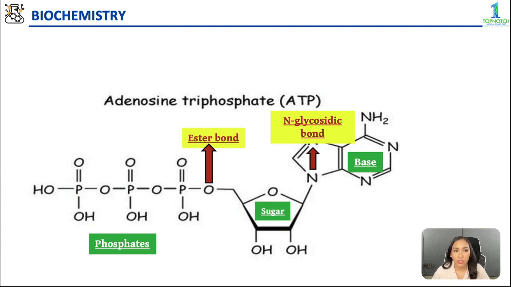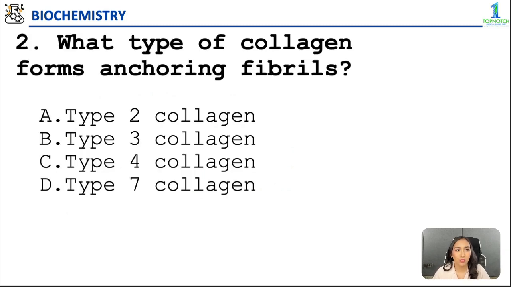And between the sugar and the phosphate is an ester bond. Then between the phosphates are anhydride bonds. Anhydride bonds. So remember, nucleotide, 3 parts, base, sugar, and phosphate. That is a must-know. Alright? Let's go to number 2.